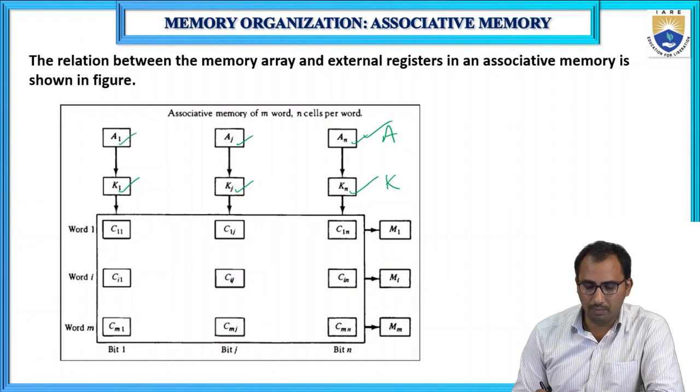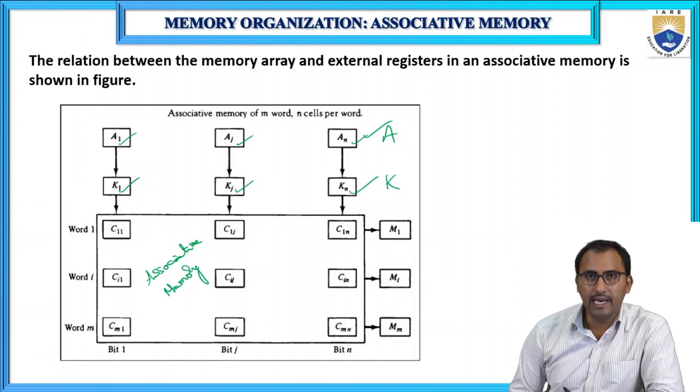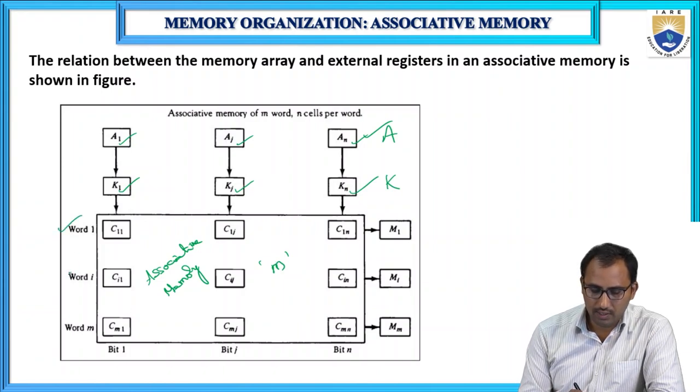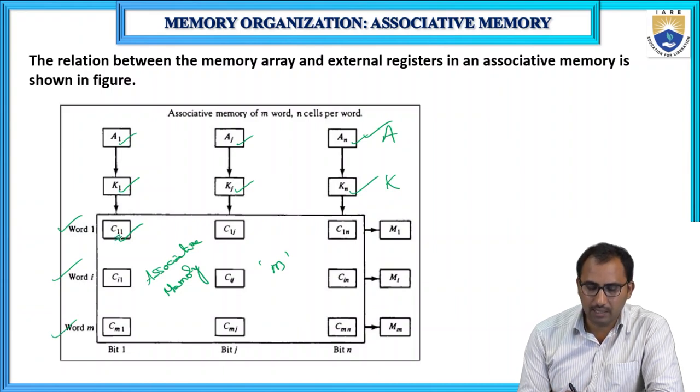Coming to the associative memory, it contains m words. This is the first word, ith word, mth word. So total m words are there, and the size of each word is n bits. C11: for C we have two subscripts. The first subscript represents the word and the second subscript indicates the bit. So C11 is the first bit in the first word. Next, the jth bit in the first word, the nth bit in the first word. Similarly for the second, ith word and mth word.